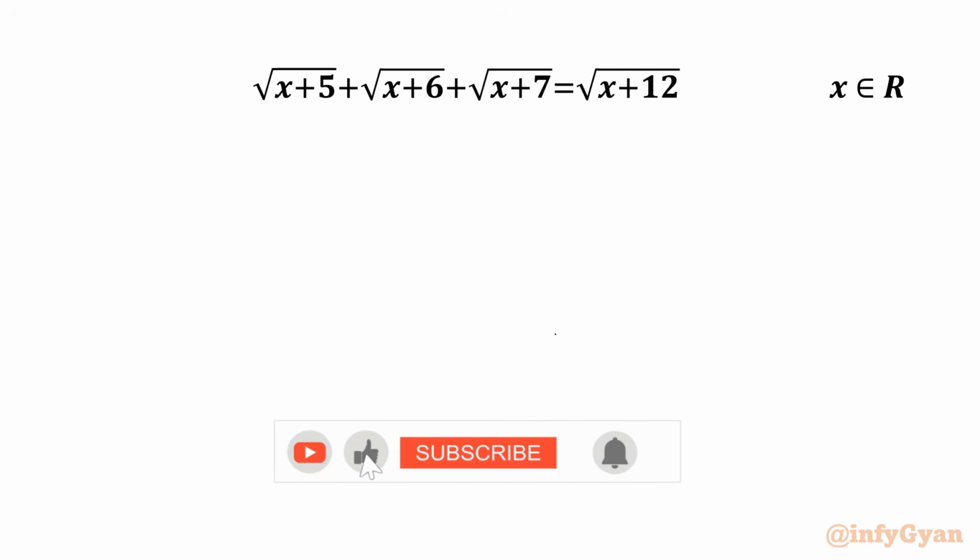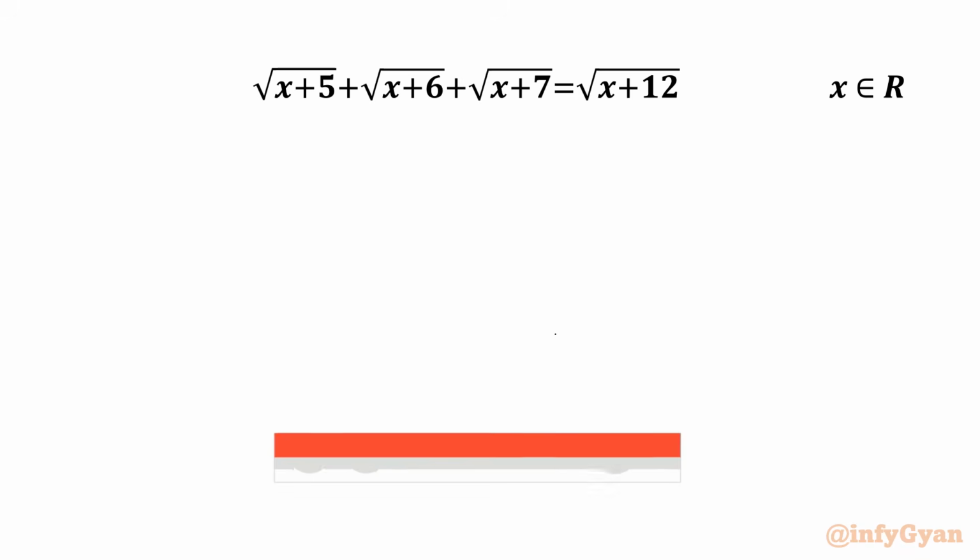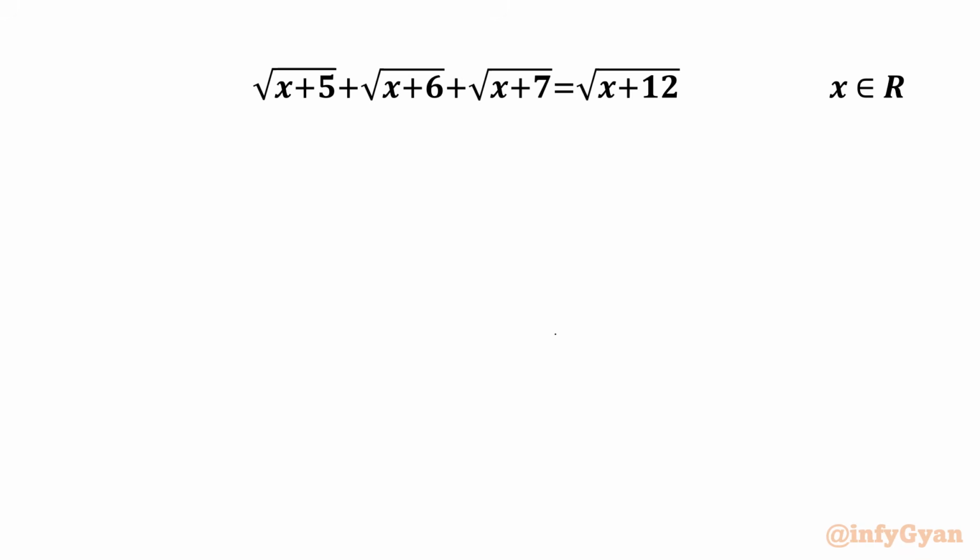In this video, we'll be solving √(x+5) + √(x+6) + √(x+7) = √(x+12), where x is a real number. So let's get started by writing the domain of the equation first.